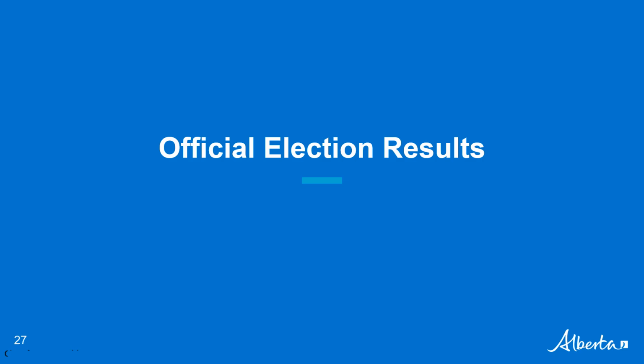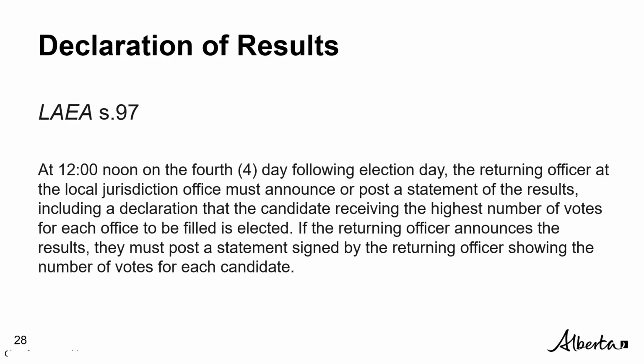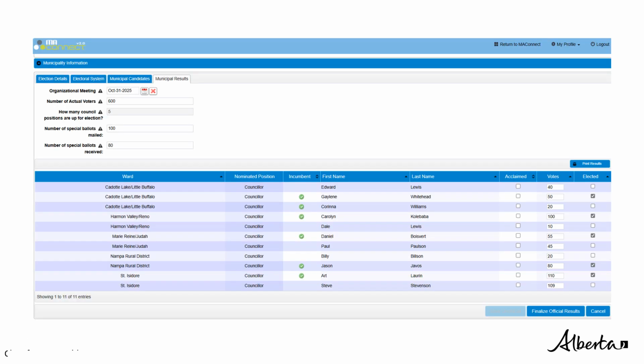Now, how would you submit your official results after you submitted your unofficial results to Municipal Affairs? Official results are due 4 days following Election Day. The returning officer must finalize the municipal results on the elections database. Go to your municipal results screen. Make all the necessary corrections. Then click the Finalize Official Results button.